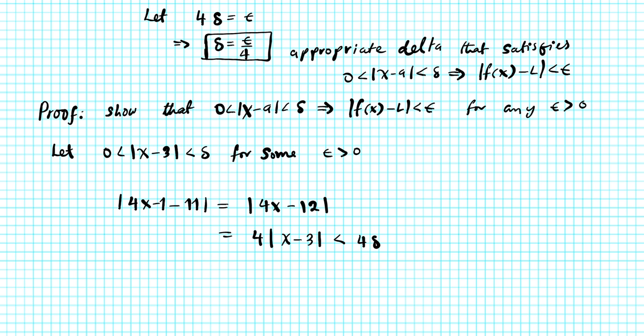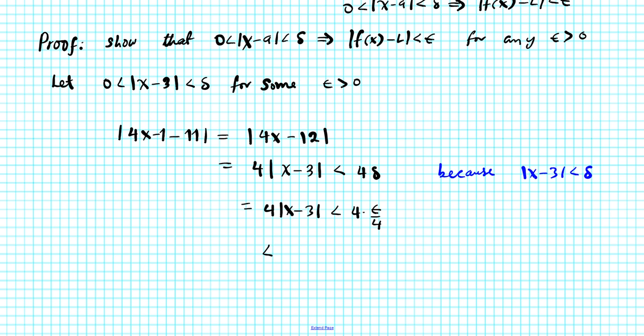So let me just write down the reasons on the side. This remark we could conclude because we said earlier that |x - 3| is less than delta. So if I multiply this by 4 and that by 4, I'll end up with this inequality. So this is true. Now by substitution, this is going to become 4 times |x - 3| is less than 4 times epsilon over 4. And if I reduce that, the 4 and the 4 cancel out, so it's less than epsilon. So this is less than that, and that's less than epsilon. So I can just bring this down to the left side. I have |4x - 1 - 11| is less than epsilon.